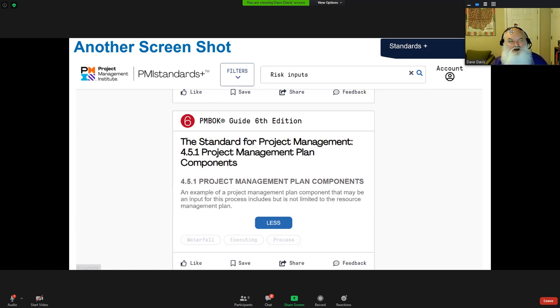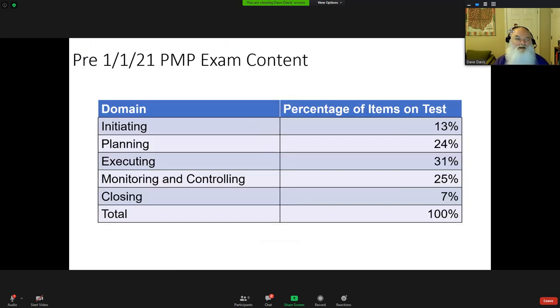So that's pretty much it on the PMBOK 7. I'm now going to go into a little bit of how PMBOK 7 is just a piece of the overall transformation at PMI. And I'm going to start by looking at before January 1st of 2021, how the PMI exam looked. Remember these domains: initiating, planning, executing, monitoring and controlling, closing. By the way, I don't know how many of you remember, PMI has never said that the PMP exam is based off the PMBOK guide. It's always been based off the testing domains.